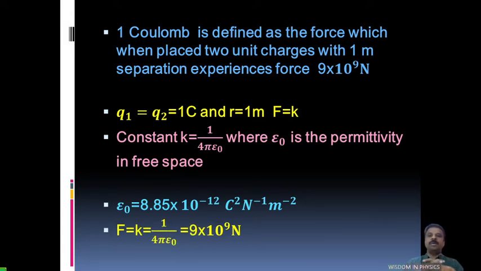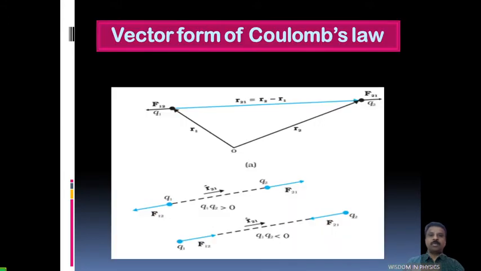Okay. Now, if you substitute Q1 equal to 1, Q2 equal to 1, R equal to 1, then automatically F becomes K, which is equal to 1 divided by 4 pi epsilon naught. And if you substitute the value of epsilon naught, you will get this value, 9 into 10 to the power of 9 Newton. So that is the important term for us. Okay, important quantity for us.